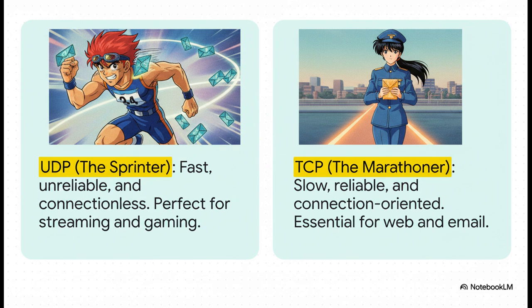On one side, you have UDP, the sprinter. It's all about speed. It's fast and loose. It doesn't wait to set up some formal connection. It just sends the data. The catch? It doesn't guarantee every packet gets there or that they'll be in the right order. This is perfect for things like video streaming or online gaming, where a dropped frame here and there isn't the end of the world, but lag is. Then you've got TCP, the marathoner. It's slow and steady, super meticulous.